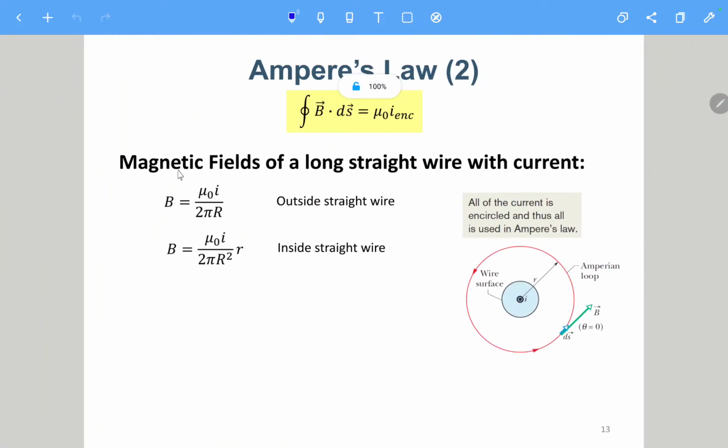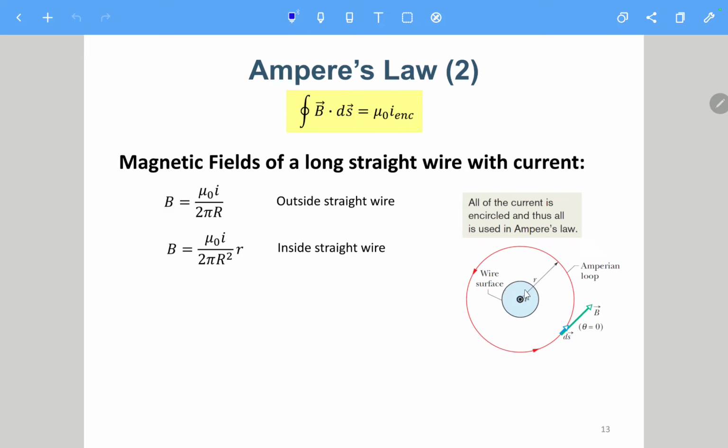Okay, so this one is what we derived in the previous lecture. We used the Biot-Savart Law to calculate this equation, which really needed some integration. Here we can also use Ampere's Law to verify this equation is correct. For example, this one is for outside a straight wire. Here we have a straight wire, and we assume the current is going out of the page.